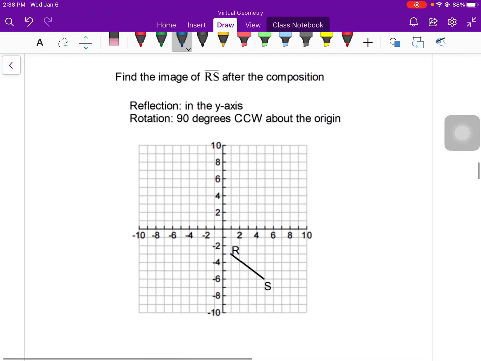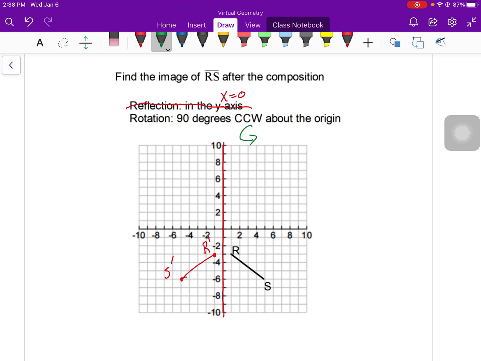So it says find the image of segment RS after the composition. So first it says reflect in the y-axis. The y-axis is x equals 0. All right, that's this thing right here. If I want to reflect it across that, R was 1 spot to the right, so R prime is 1 spot to the left. S is 5 spots to the right, so 5 spots to the left for S prime. Cross off the reflection. Now I move on to the rotation. It says rotate 90 degrees counterclockwise.